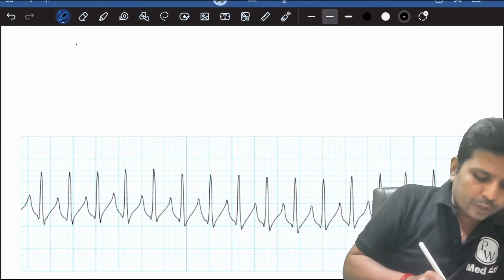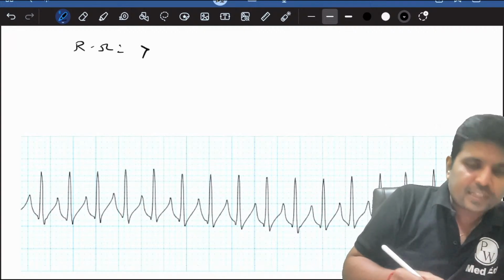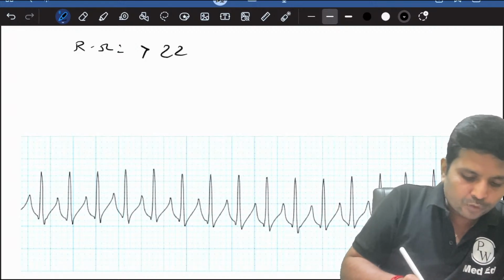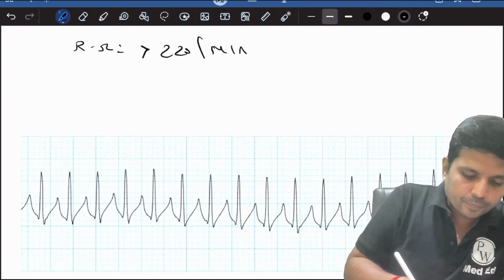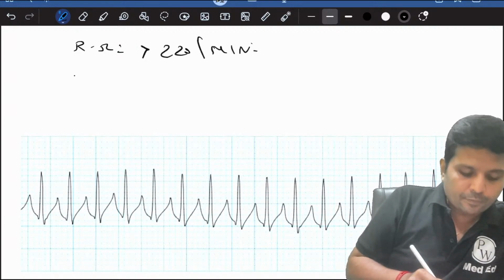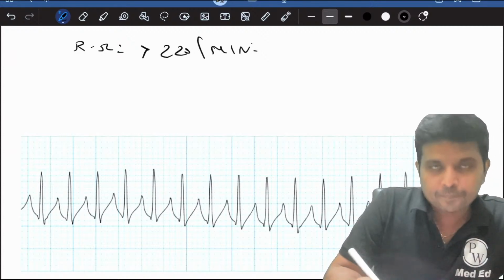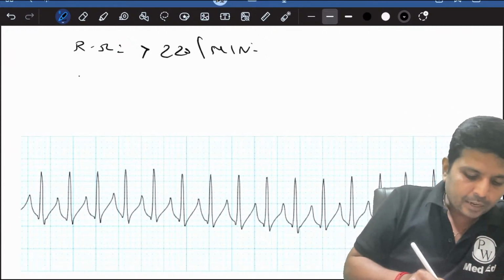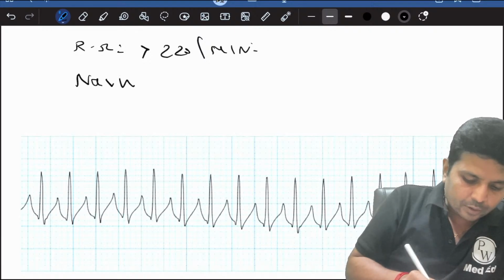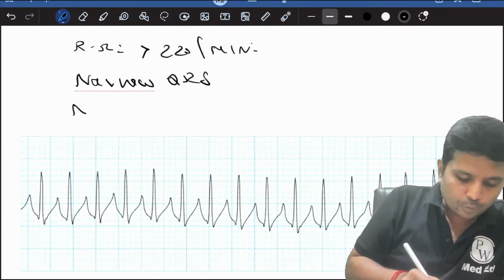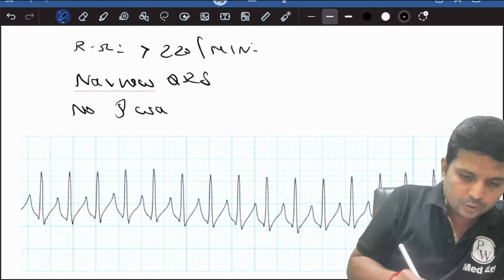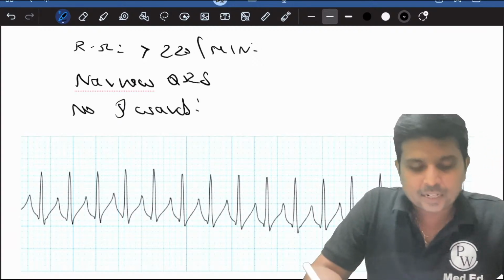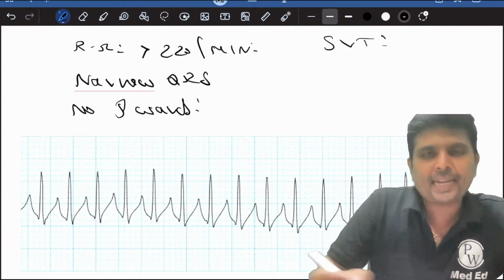So how do you know? Heart rate of more than 220 per minute, that is tachycardia. Second one is narrow QRS complex. Third one is no P waves. This triad is called supraventricular tachycardia.